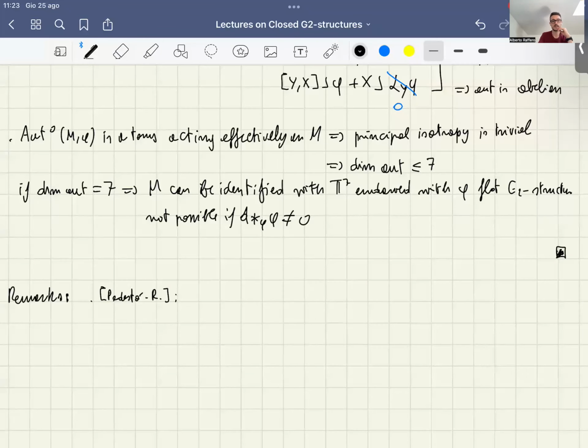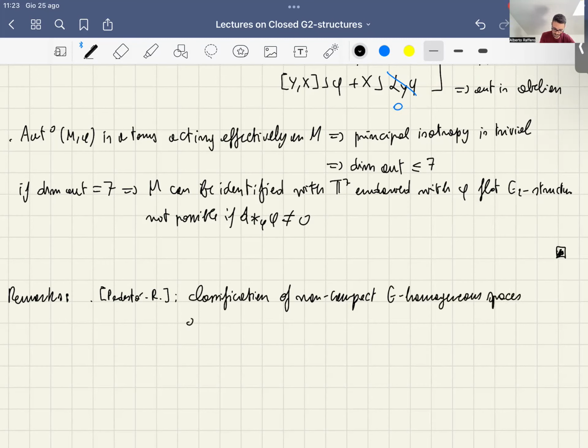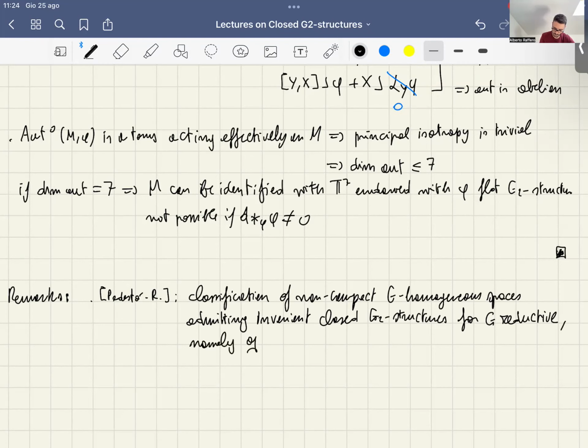we also obtained a classification of non-compact G-homogeneous spaces admitting invariant closed G2 structures, for G a reductive Lie group, which means that its algebra splits as the sum of a semi-simple part and the center, so an abelian factor.